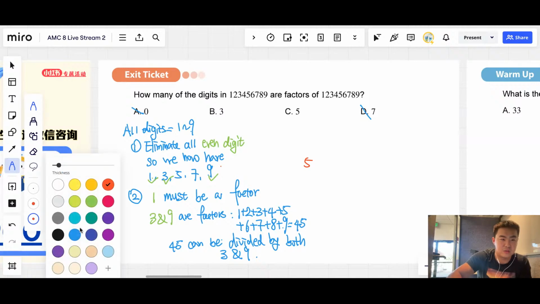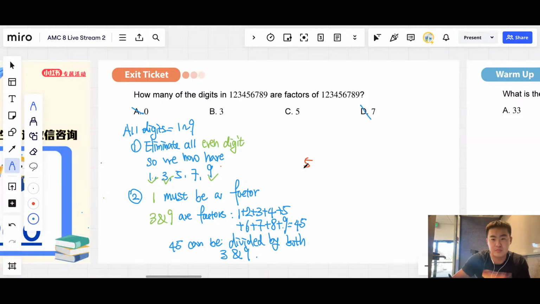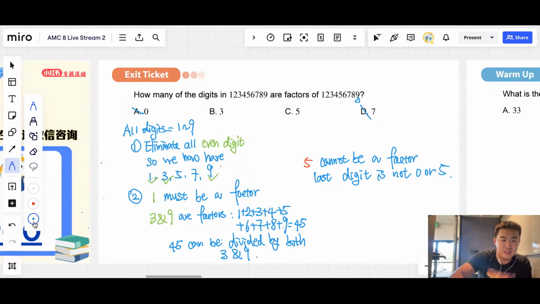So let me go back to blue. 5 cannot be a factor. And the reasoning is the last digit. I will keep it short. The last digit is not 0 or 5. Take a look, the last digit is 9. So 5 is out. Let me put a little cross mark under that. So 5 is gone.